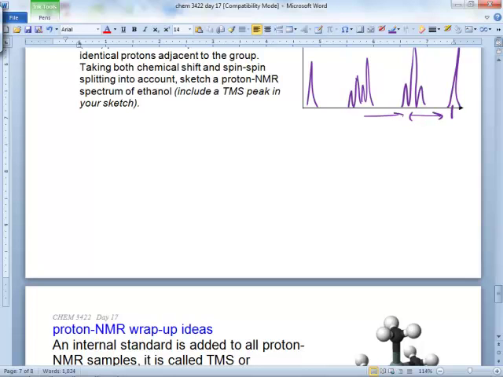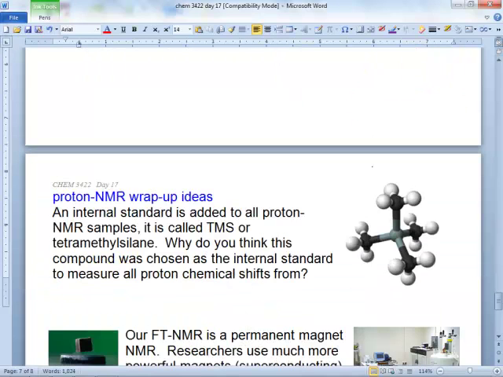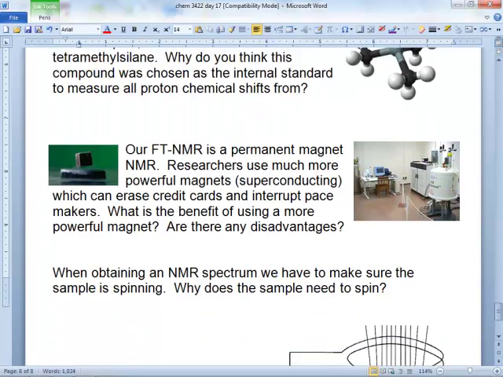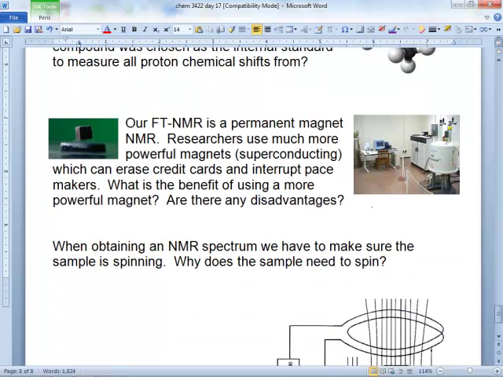So it doesn't matter whose machine you're using, how much one person spent on it. Ooh, I've got a better magnet than you. It doesn't matter. Ooh, the strength of your magnet is superconducting, ours isn't. No, we're going to measure it with respect to TMS, those changes. Our FT-NMR is a permanent magnet. Researchers use a much more powerful magnet, superconducting, which can erase credit cards, all that kind of stuff.